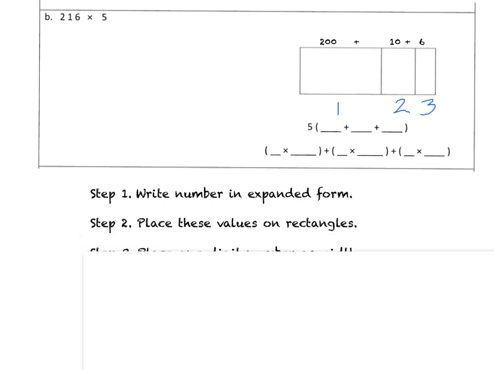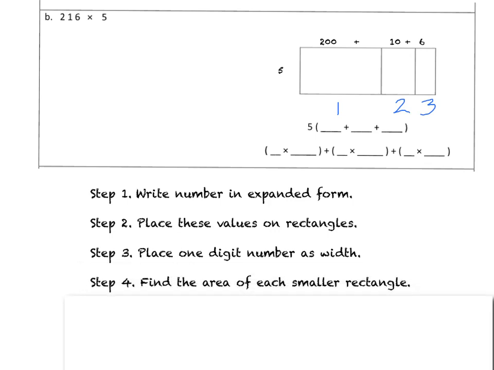Our next step is to place the 1-digit number as the width. Press pause, do that, and then come back to me. I'm sure you got this one right. It's 5. Our next step is going to be to find the area of each smaller rectangle. So we need to find the area of rectangle 1, rectangle 2, and rectangle 3. Remember, area equals length times width. Go ahead and do that at this time. After you press pause and you complete that, press play again.